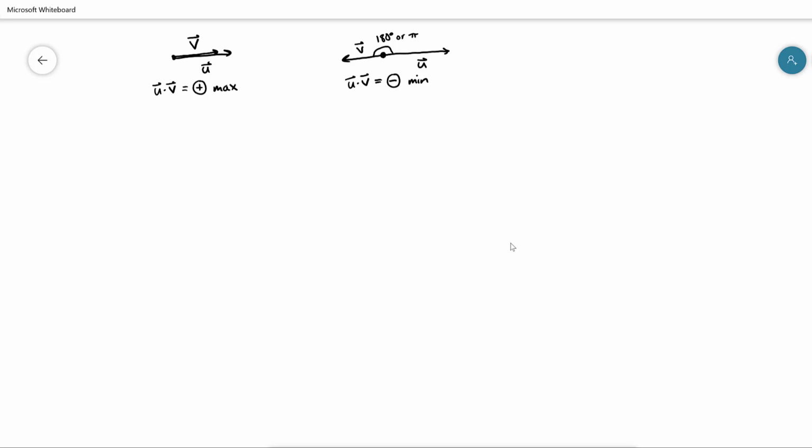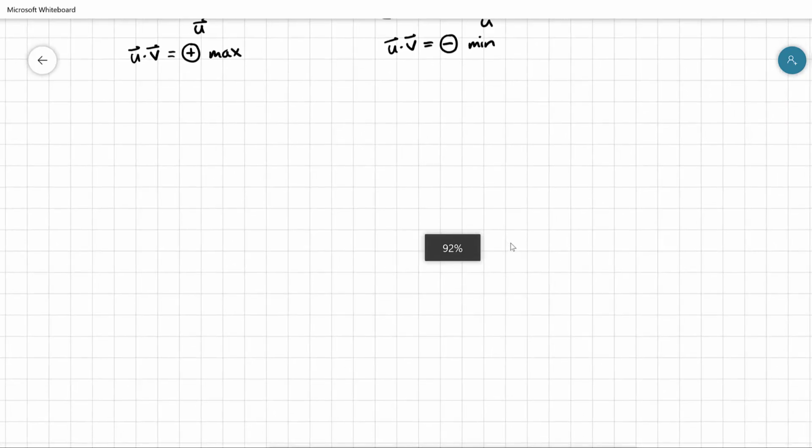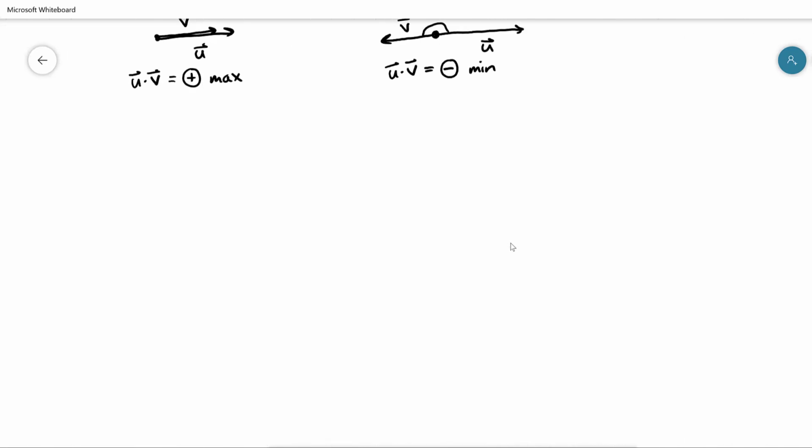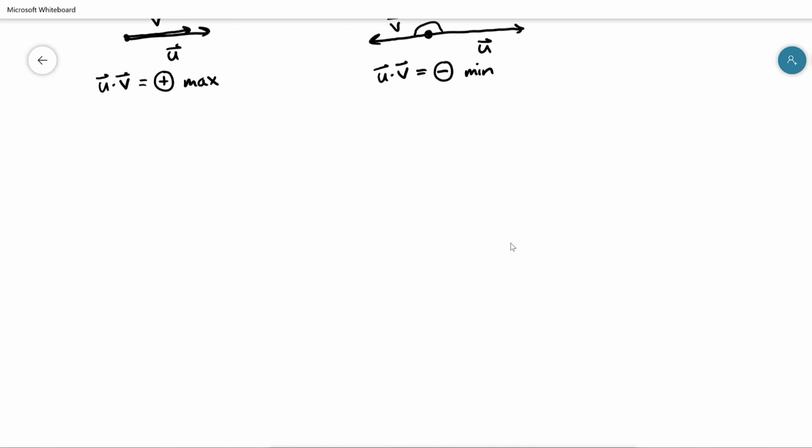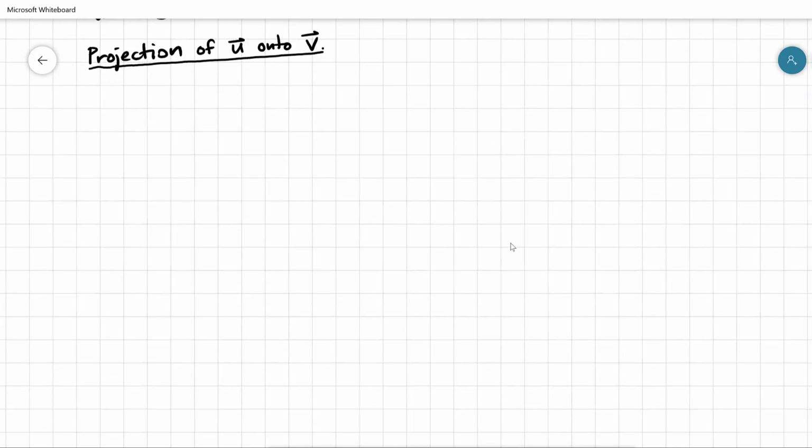What I want to look at is something called the projection. I want to look at the projection of one vector onto another. I want to talk about the projection of one vector, u, onto another vector, v. This is kind of an advanced topic. I've got a couple in the homework. It's kind of cool, and it's a really useful idea.